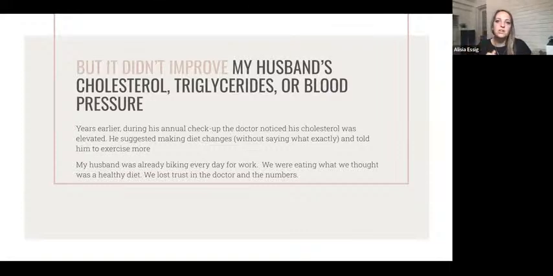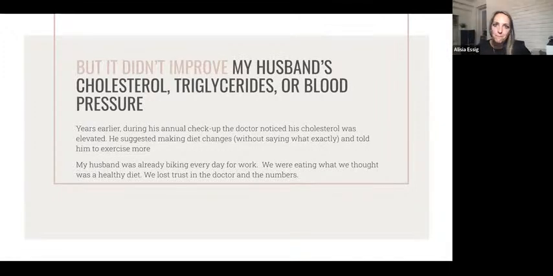And so at his annual checkup, the doctor noticed his cholesterol and suggested making diet changes without saying what exactly, because doctors don't do that. And he told him to exercise more, which made my husband so mad because at the time he was biking to work every day, a good 5 miles there, 5 miles back. So it was a decent amount of exercise. We were eating what we thought was a healthy diet, right? And so instead of coming home and wanting to make changes, we just didn't trust the doctors anymore or the numbers. And you'll see that time and time again, when people are following maybe their fitness instructor's meal plan and their numbers aren't improving, then they'll just say, oh, the numbers don't matter.